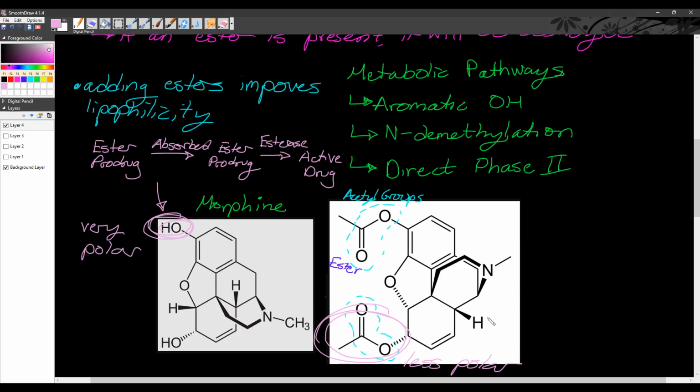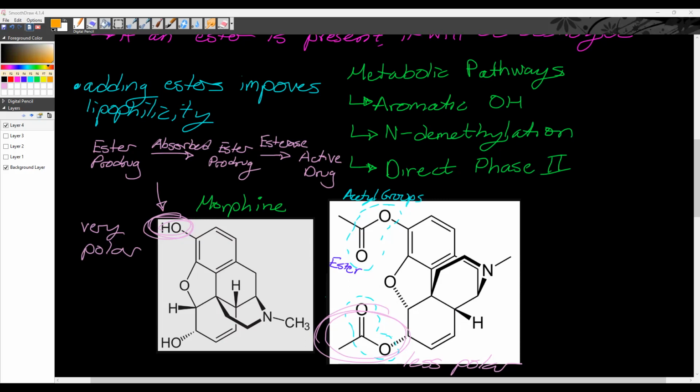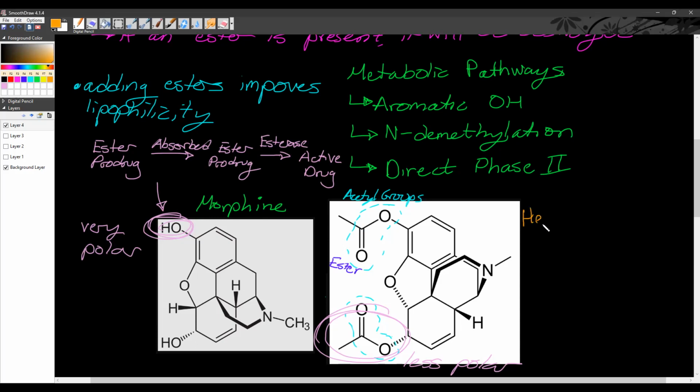Does anyone know what this mystery drug is? Anyone by any chance? It is the prodrug to morphine. It's more potent. Codeine is close. Codeine's a good guess. Opium's also a good guess. This is heroin.